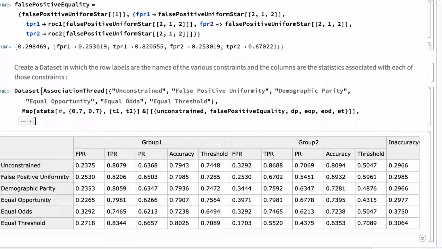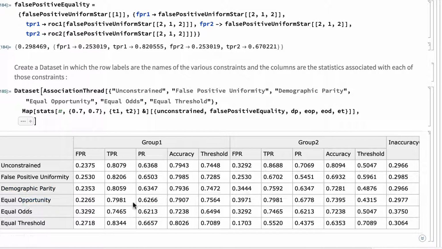Okay, so let's orient ourselves to this chart. We have our 6 scenarios here. No constraints. Insist on false positive uniformity. Demographic parity, meaning positive rates are equal, see 0.6347, 0.6347. False positive rate uniformity, 0.253, 0.253. Unconstrained, numbers can vary all over the place.